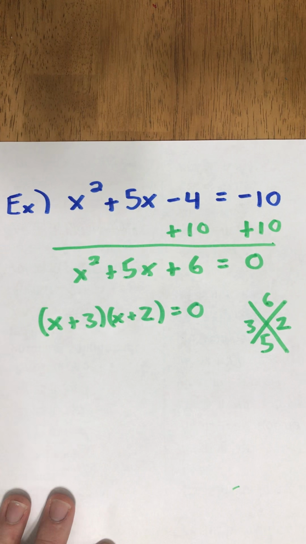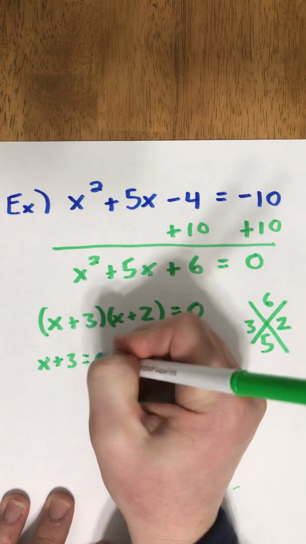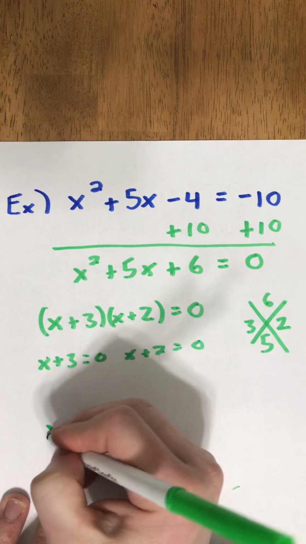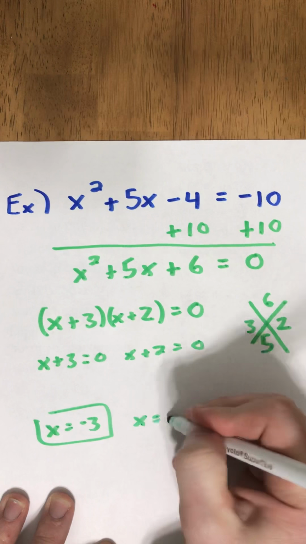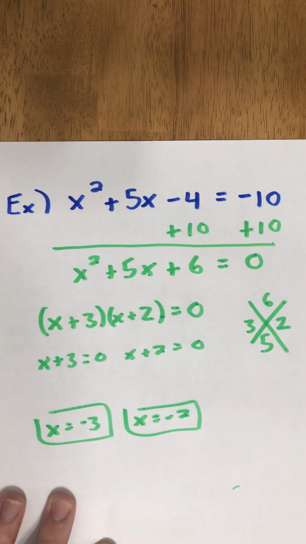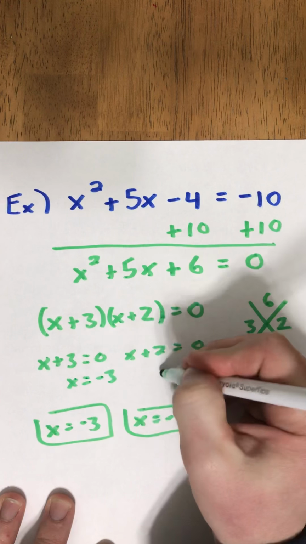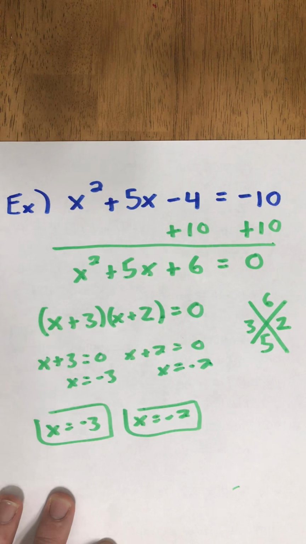Once you've done a few of these, you don't have to write this whole thing out. x plus 3 equals 0 and x plus 2 equals 0. You can kind of skip right down to the answer, which is x equals negative 3 and x equals negative 2. It'll always be the opposite of what's in there because you have to move it over to the other side. But for those of you that are a little new at this, you can definitely keep going and solve it so you show your work.